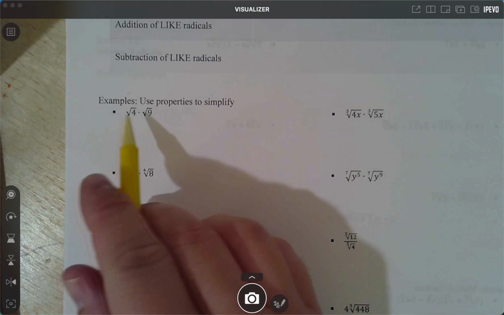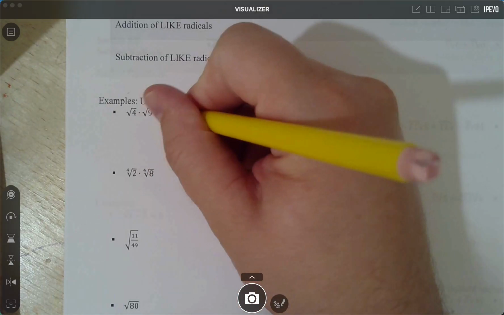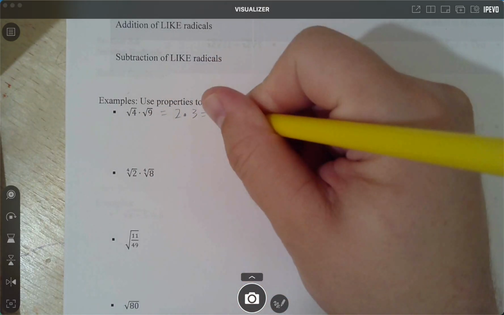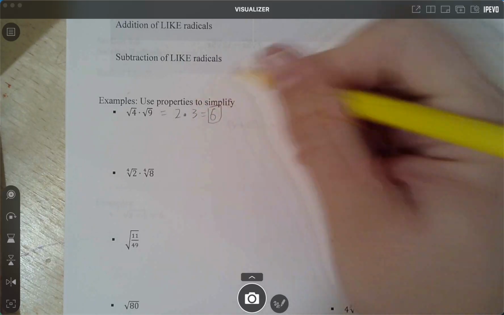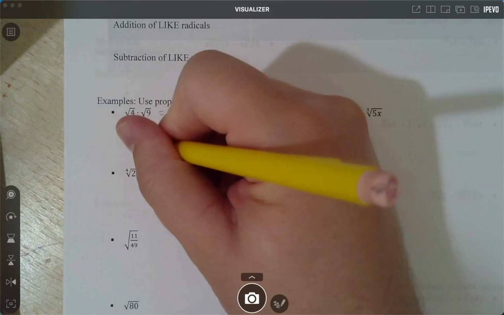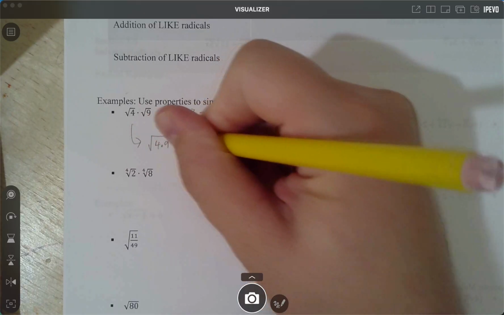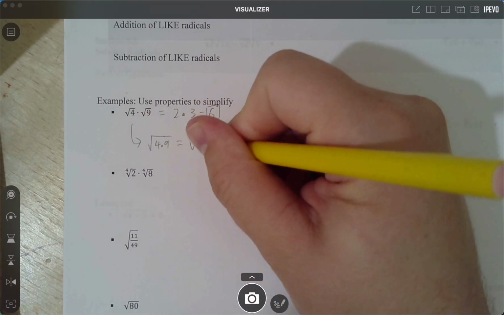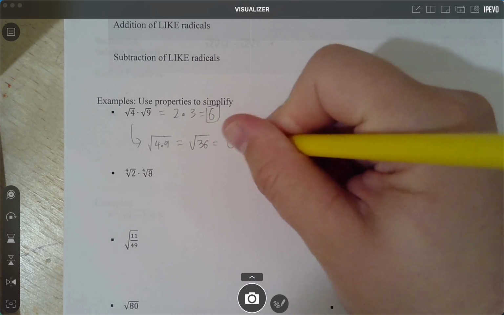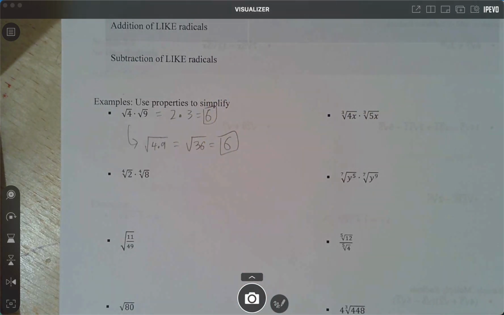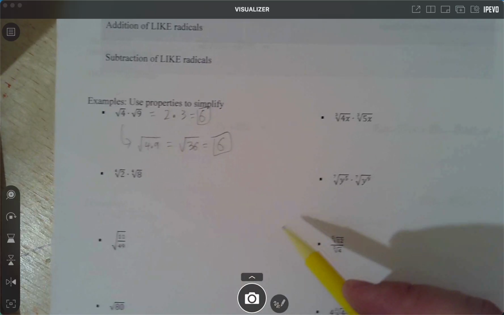So we've got 4 and 9. Now actually this one's kind of special because this actually could just be 2 times 3. You can actually root those directly and get 6. But let's follow the rule and say, oh, this is really the square root of 4 times 9. So this is the square root of 36, and that's 6. So in this case, you got lucky because it worked out either way, but sometimes the numbers you have are different. Maybe let's do another one.